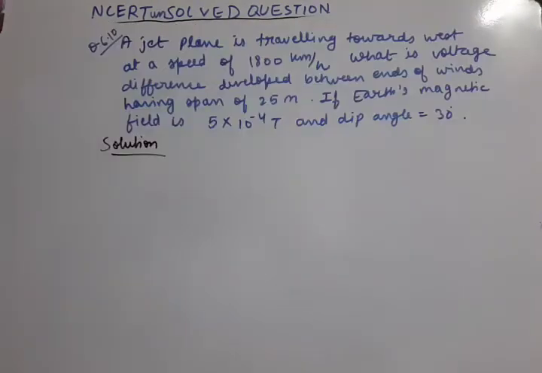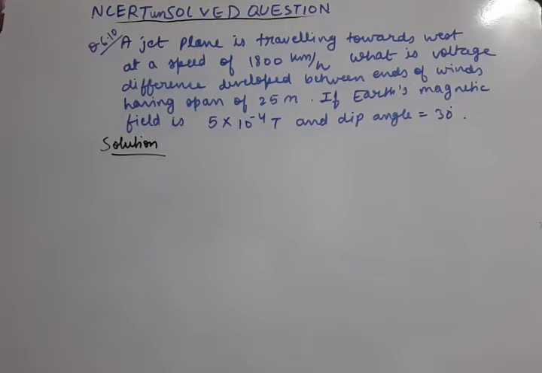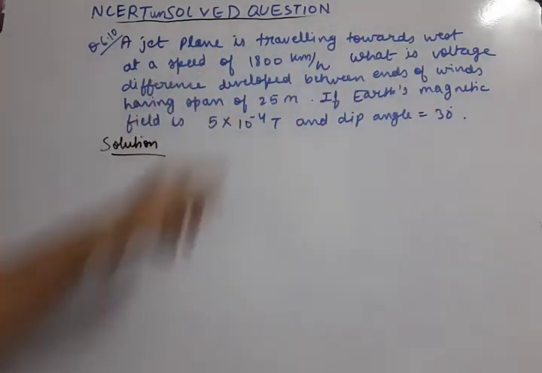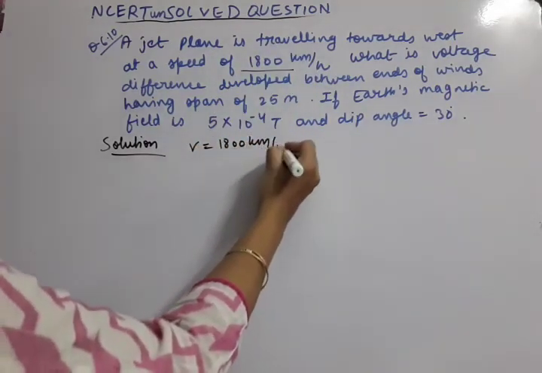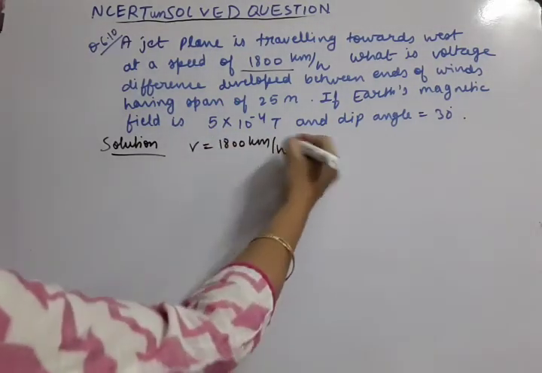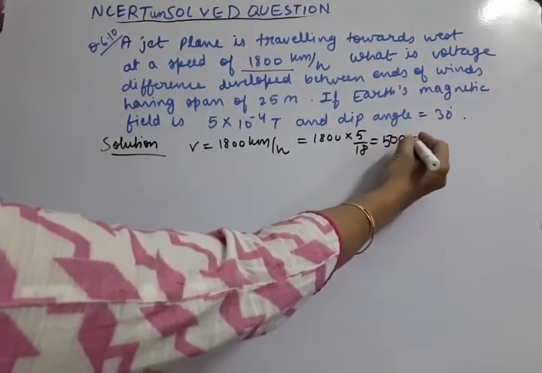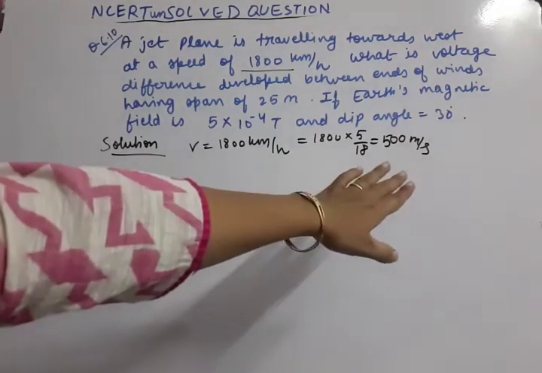Let us move to the next question of NCERT. Now we will understand one NCERT unsolved question, that is question number 6.10. Now this question is based on the calculation of induced EMF. So which component of Earth's field we have to take, that is important. Let us understand the question. A jet plane is traveling towards west at a speed of 1800 km per hour. Let us convert the speed into meter per second. It will become 500 meter per second by multiplying it with 5 by 18.